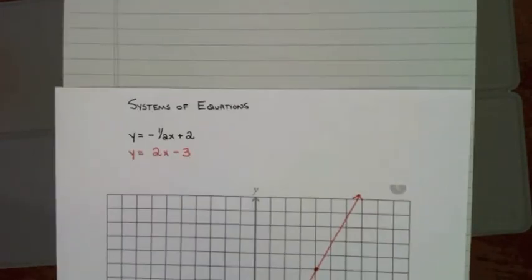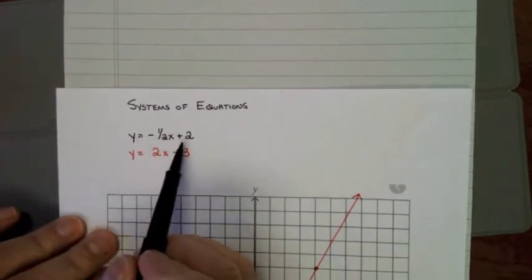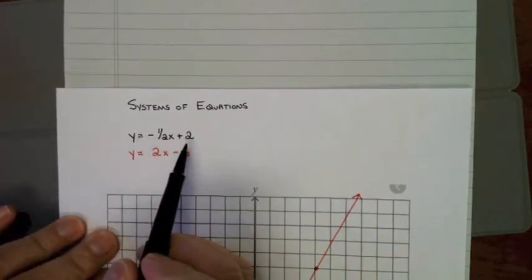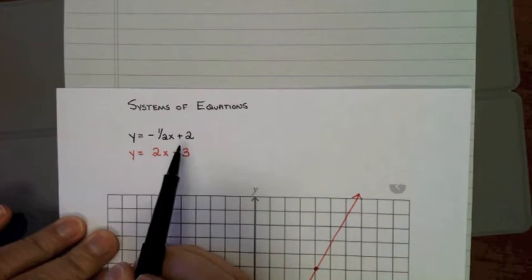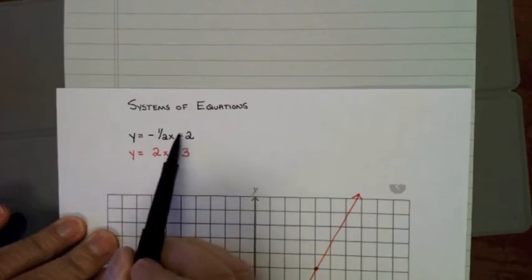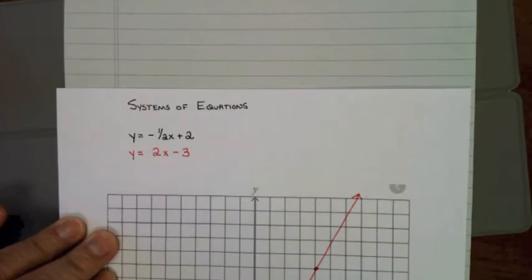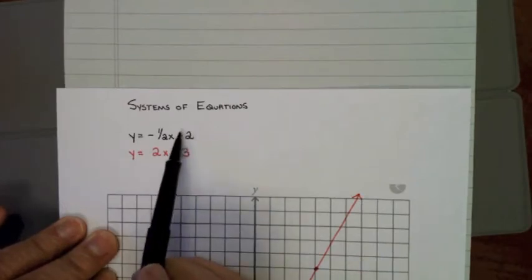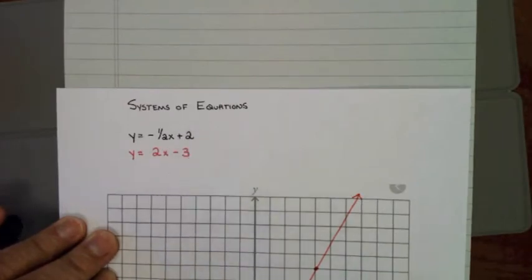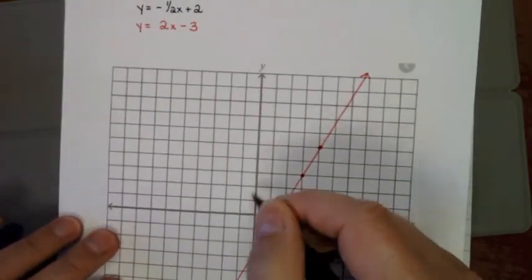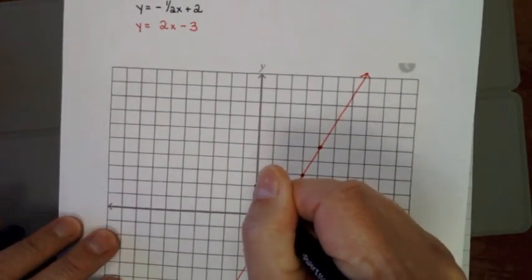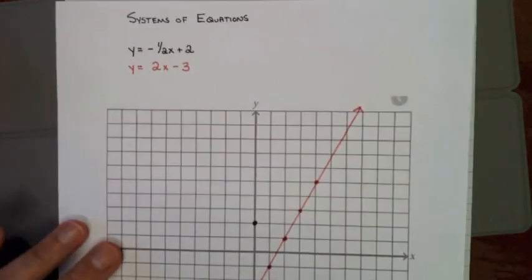Now I'm going to graph this line right here in black. That's the one I'm going to graph next. It's also in slope-intercept form. That means I graph the y-intercept first and then use the slope to find other points on that line. So let's put our first point at the y-intercept, which is positive 2. So positive 2 right there.